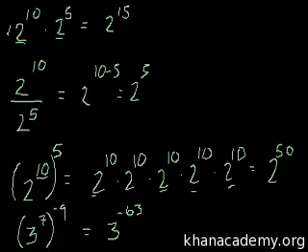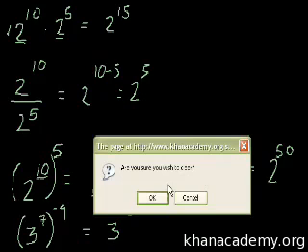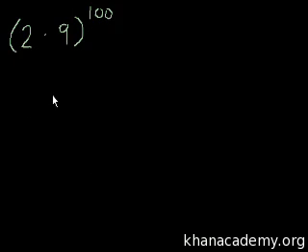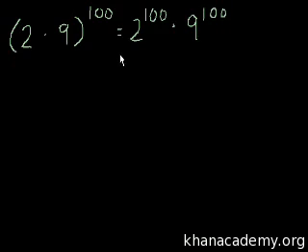So now I'm going to teach you one final exponent property. Let's say I have 2 times, say 9, and I raise that whole thing to the 100th power. It turns out that this is equal to 2 to the 100th power times 9 to the 100th power. And let's make sure that that makes sense. Let's do it with a smaller example.